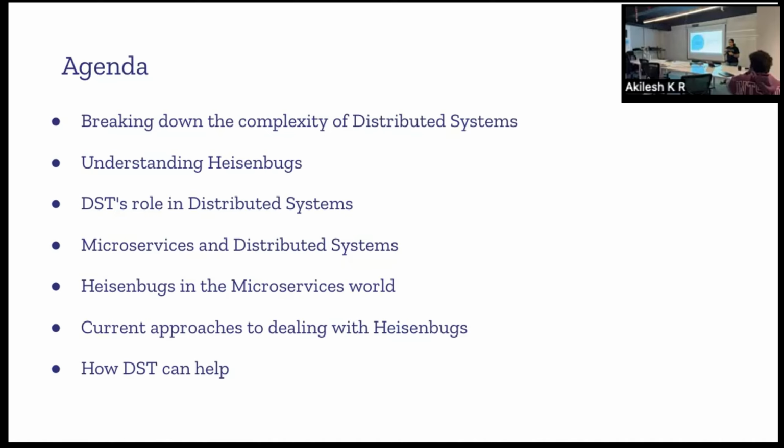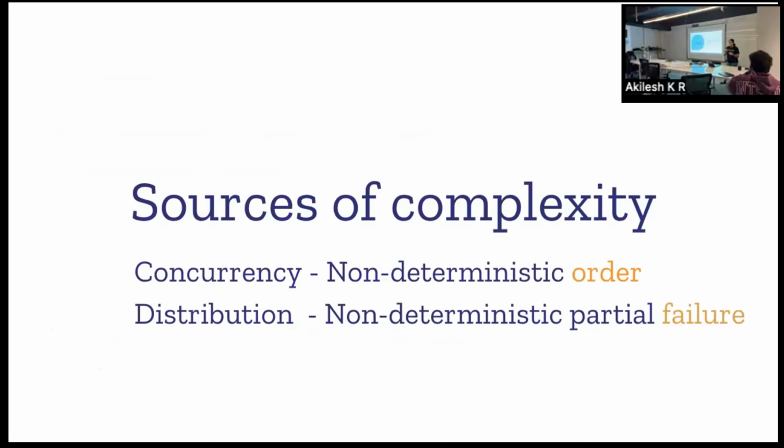And then we'll shift to the microservices world and see how we can abstract that concept and apply it to microservices in Node. So when we talk about distributed systems, there are two primary sources of complexity. One is concurrency, and the other is distribution. Let's take an example and understand how each of these adds complexity to the system.